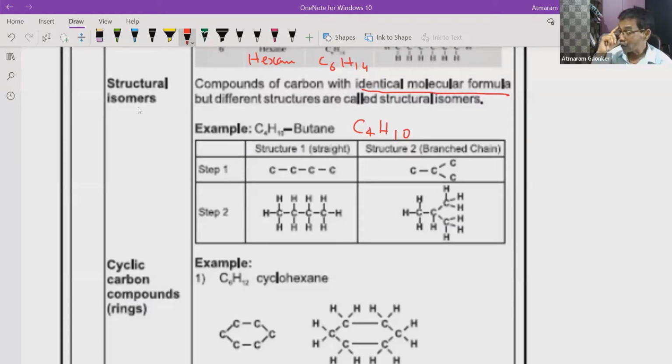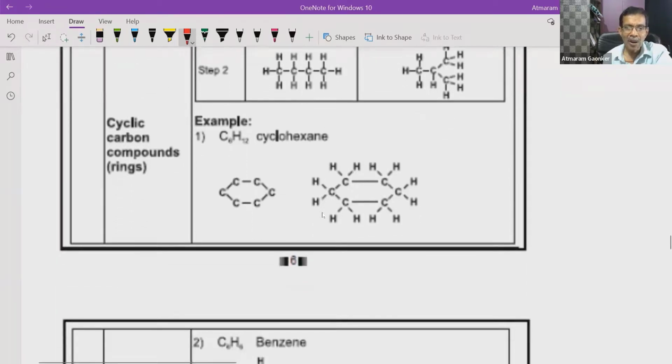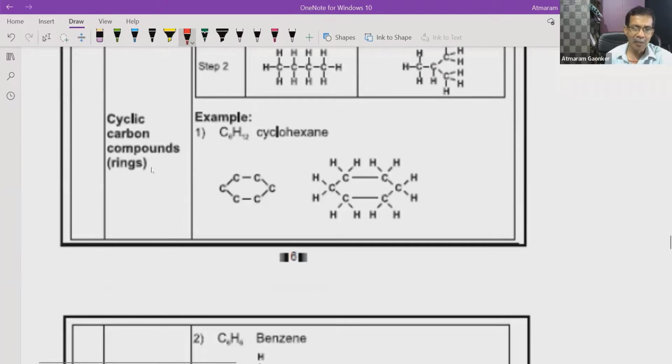So you may be asked a question to state what structural isomers are, or you may be given two structures and asked to identify whether they are structural isomers or not. After that is cyclic carbon compounds.